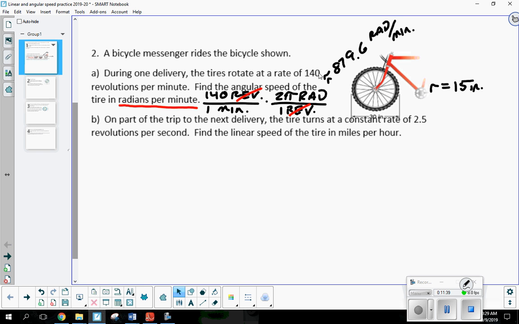Is anybody having trouble with angular velocity? Okay. It's how fast the measure of the central angle is rotating with respect to time. So part B: on part of the trip to the next delivery, the tire turns at a constant rate of 2.5 revolutions per second. Okay, so what happened? Can I use what I found in part A? No, because it's rotating at a different speed.